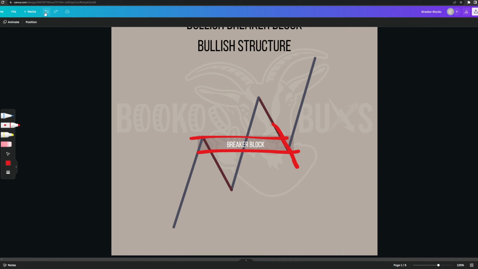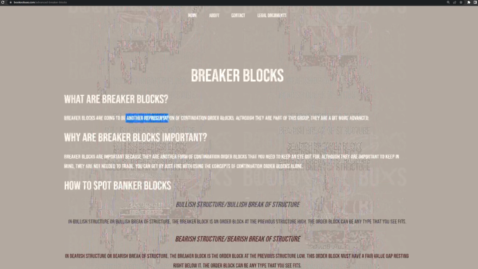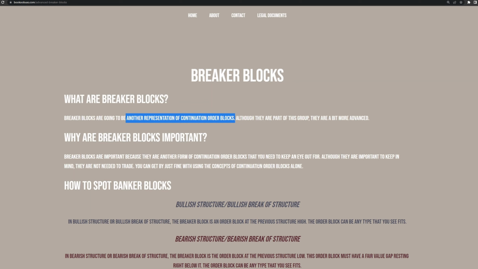Yeah. So breaker blocks are classified as continuation order blocks, and that's why I say up in the front, another representation of continuation order blocks. They are not needed, but if you do use them, just know that they are part of the continuation order block family. Make sense? Yeah.